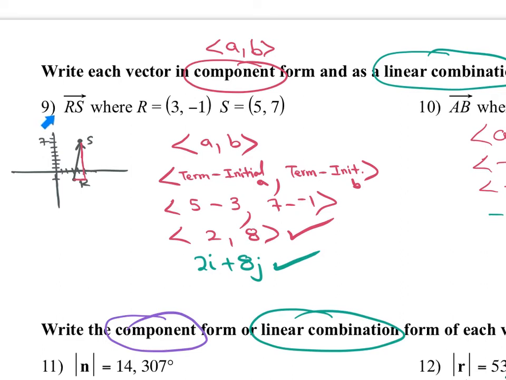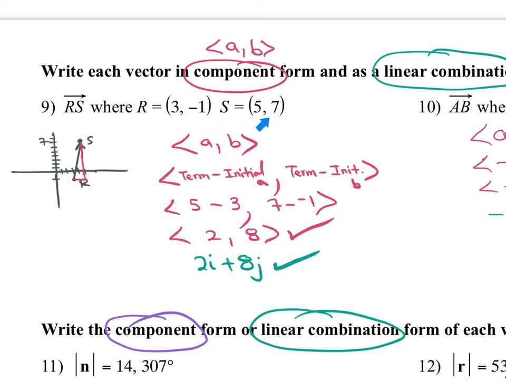All right, let's look at number 9. We're asked to find the vector in component form and in linear combination form. So our vector is RS, which means we start at R, that's our initial point, and we go to the terminal point S. So to find the coordinates in component form, we simply subtract the 5 minus the 3, that's terminal minus the initial, and then 7 minus -1.